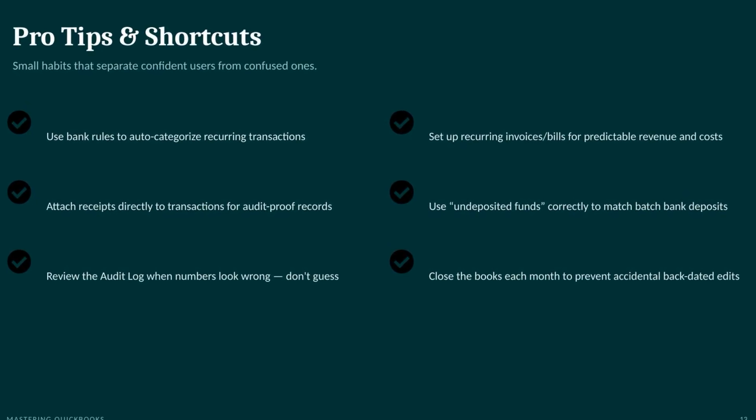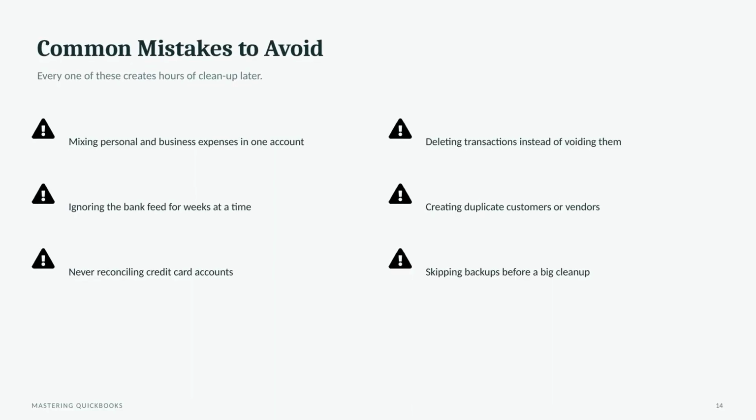A few habits that separate confident users from confused ones. Set up bank rules to auto-categorize recurring transactions. Create recurring invoices and bills for predictable revenue and costs. Attach receipts directly to transactions so you're always audit-ready. Use undeposited funds correctly when matching batch deposits. Check the audit log instead of guessing when numbers look off. And close your books every month so nobody can accidentally edit old transactions.